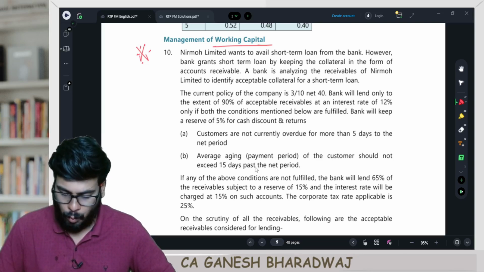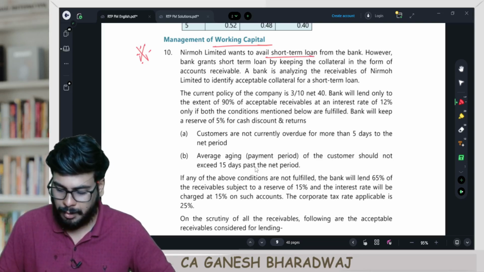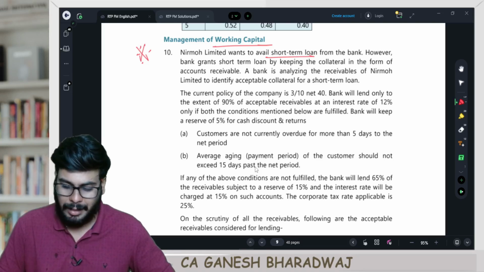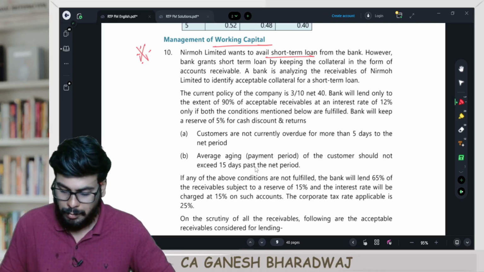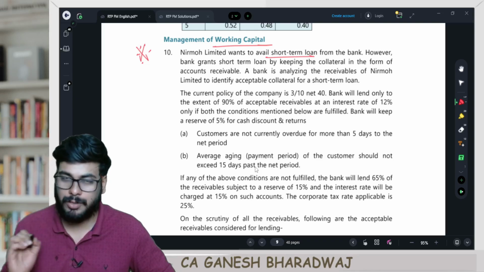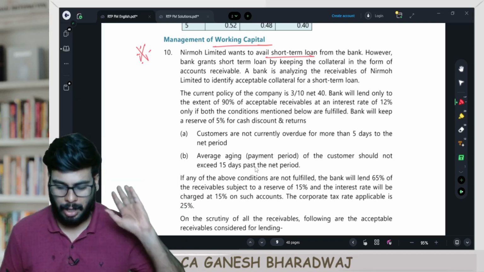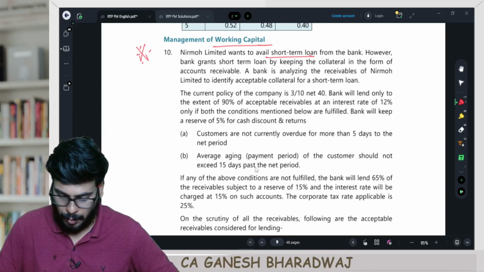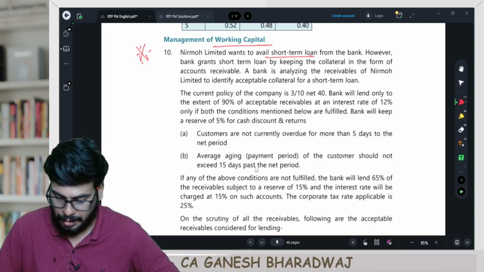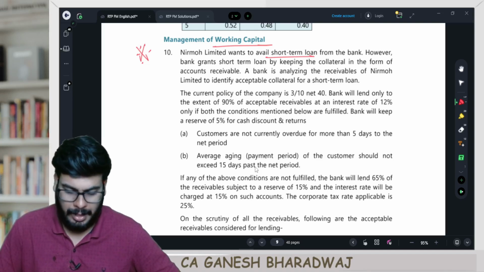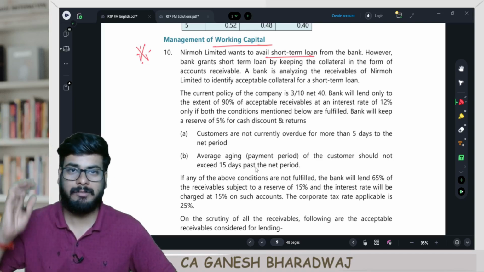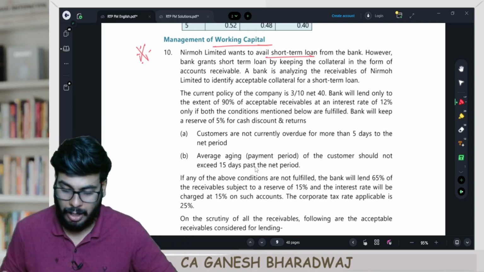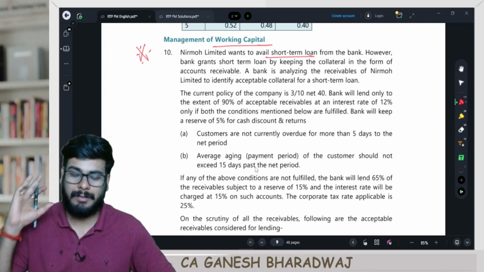Nirmo Limited wants to avail a short-term loan from the bank. However, the bank grants short-term loans by keeping collateral in the form of accounts receivable. So this is a loan against accounts receivable. A bank is analyzing the receivables of Nirmo Limited to identify acceptable collateral for short-term loan. Right? The bank will not accept whatever you say as receivable. They will scrutinize and they will accordingly, on certain receivables only, they will give loans.